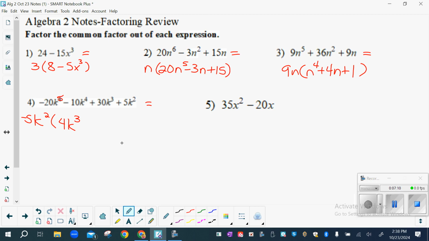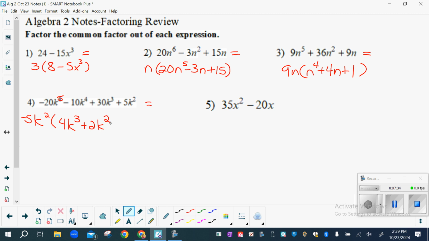Because when we do that factoring on other types of factoring that we're going to use, we need that first term to be positive. So negative 5k squared times what gives us negative 10k to the 4th? This group here. Somebody besides Bruno. What's that? Good. And she said positive 2k squared.